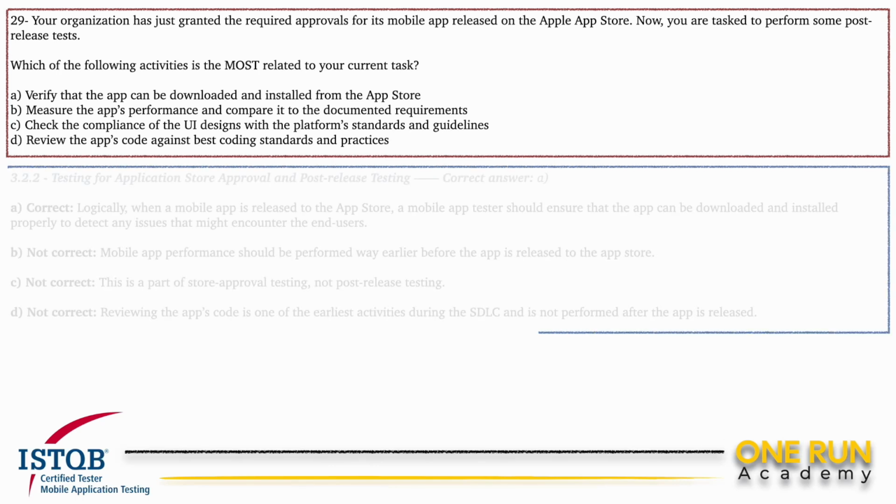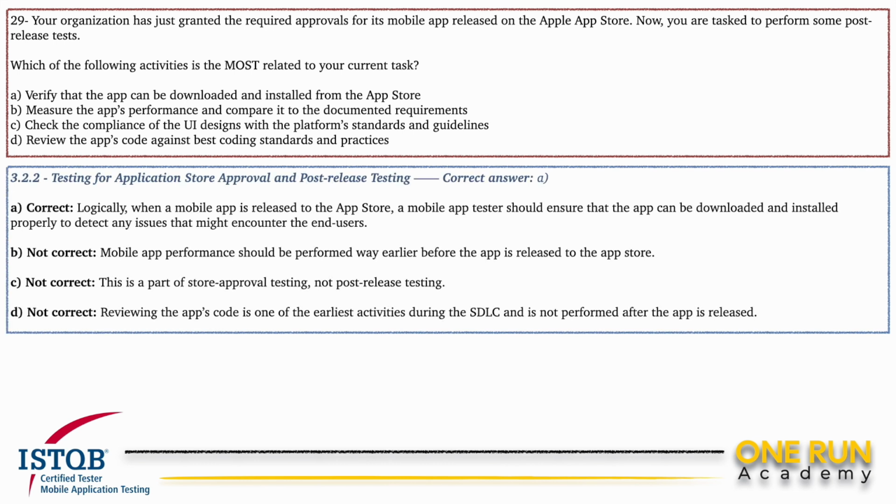Starting with option A, we can see that this option directly relates to post-release testing. This is because in post-release testing, the first thing a tester should check is whether the app can be successfully downloaded and installed from the App Store or not. It simulates the real user experience after release, making this the most relevant activity for post-release testing. Now, let's confirm that the remaining options are irrelevant to post-release testing to solidify our rationale.